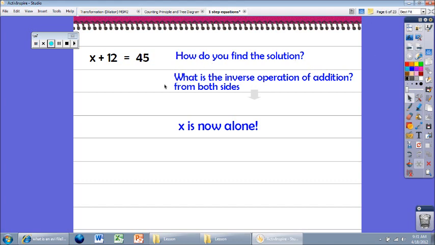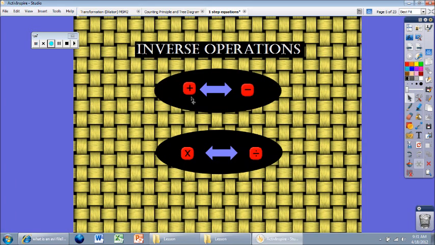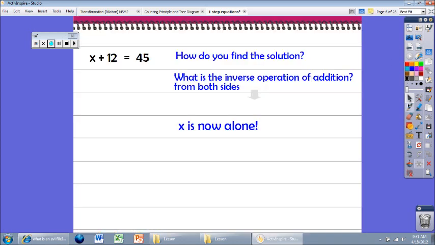So if we look at this, we want to know how do you find the solution. We have a variable: x plus 12 equals 45. First you got to ask yourself, what is the inverse operation of addition? Just like we said back here, the inverse operation, or the opposite, of addition is subtraction. So we're going to subtract, and since it says 12, we're going to take 12 away. And just like we talked about in our golden rule, what we do to one side, we have to do to the other.